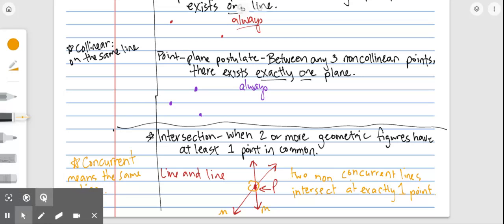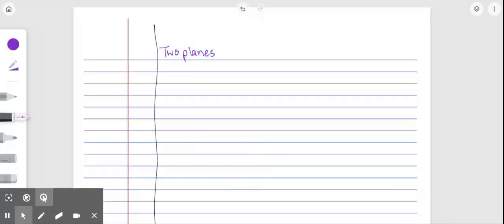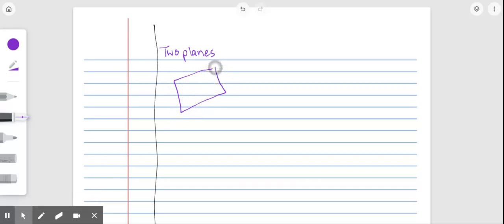I'm going to start about planes on the next page. Okay, so this time let's talk about the intersection of two planes. So I want to kind of talk to you about how to draw a plane. Remember, when you're drawing a plane, basically just draw like a parallelogram. Honestly, the shape of the plane doesn't matter very much as long as you draw a plane.